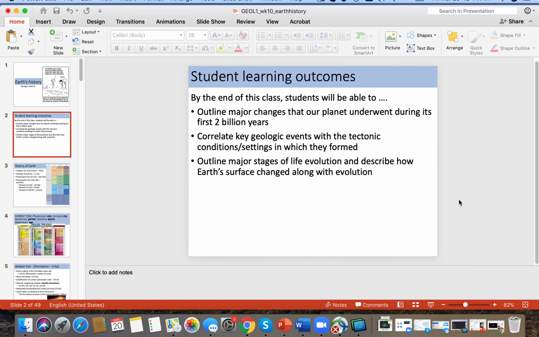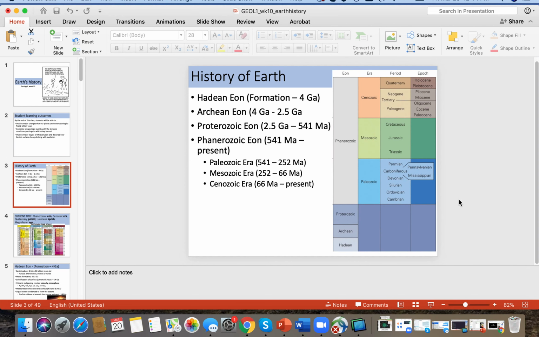And we'll talk about the different tectonic conditions and settings, and then just a little bit about life, including human life, because it's just a little interesting to know when humans began. So this is the slide that you're going to want to remember. I will not ask any more detail than what is on this slide here.